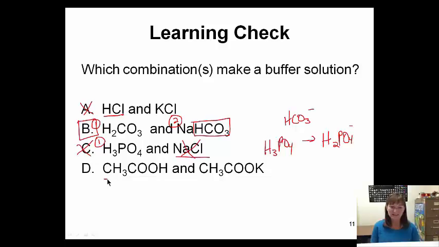Looking at D, I have acetic acid, and I don't have to tell you it's weak because you're going to memorize it's weak. And here is the source of its conjugate base. So D would also make a good buffer. So B and D would make a good buffer.